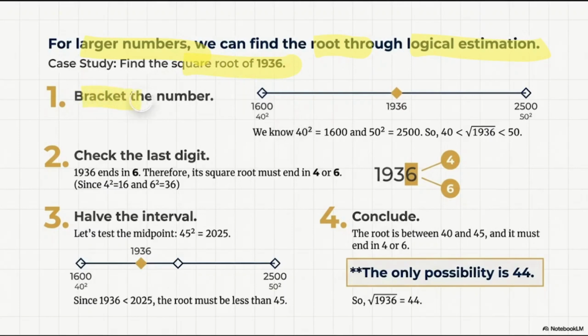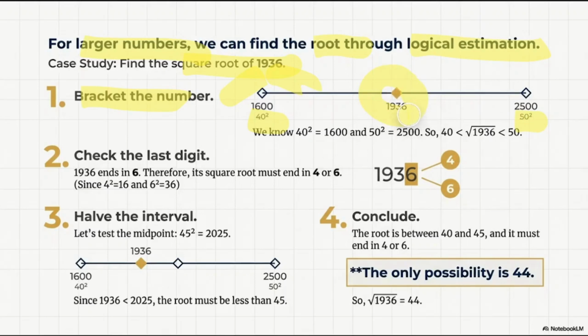So the first step is to bracket the number. It means we have to find the square number smaller than this and the square number greater than this, right? So basically we take a gap of 10. So 1936 lies between 40 square and 50 square. 40 square is 1600, 50 square is 2500, right? 4 square is 16, so 40 square is 1600, 5 square is 25, so 50 square is 2500. So what we have done is bracket this number.